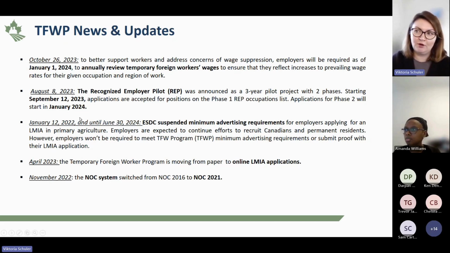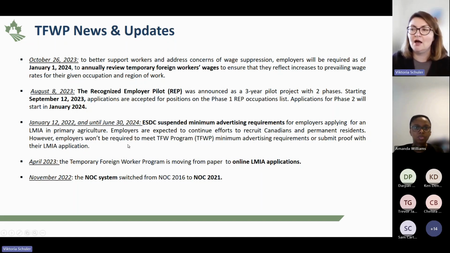Another thing, everyone heard about it. It's a bit of underwhelming news right now, and that's about the recognized employer pilot that was announced in August. Agricultural occupations are accepted in phase 1. I know that a lot of employers are just waiting to see what happens, and are concerned about additional checks or audits from Employment and Social Development Canada. So there will be more briefings on that, and I would just say stay tuned.